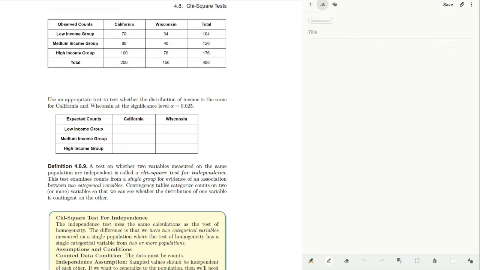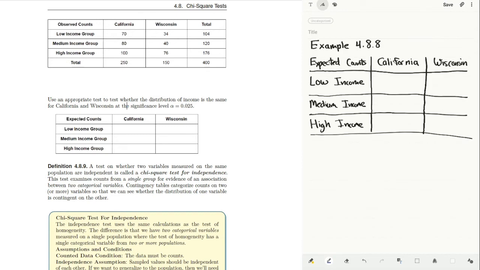Now let's use an appropriate test to test whether the distribution of income is the same for California and Wisconsin at the 2.5% significance level. So here we want to use a test of homogeneity because we want to see whether the distribution of income is the same among two different populations. So let's first find the expected counts.